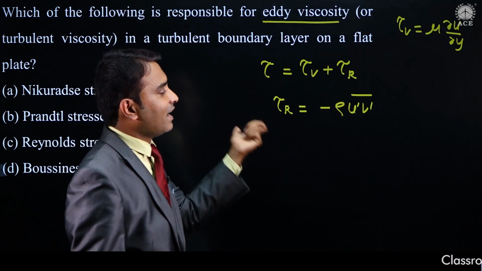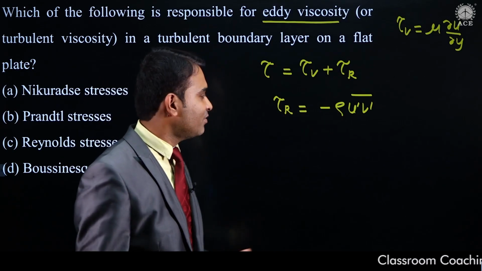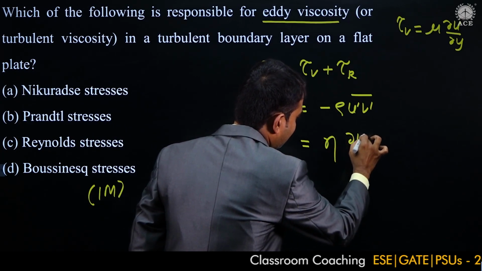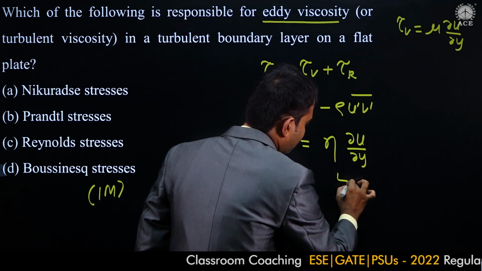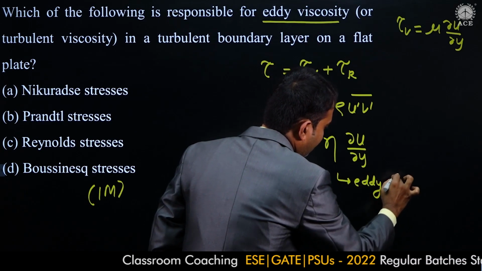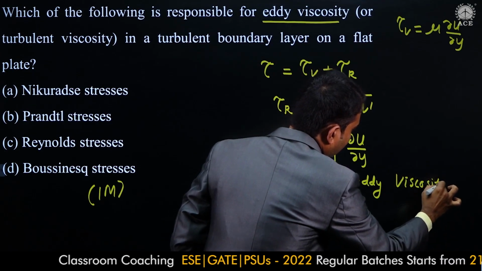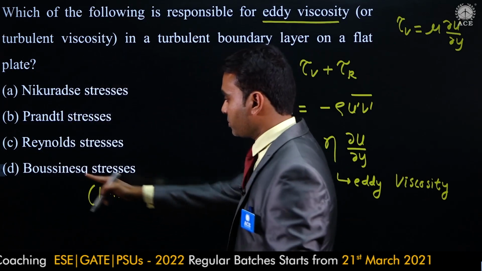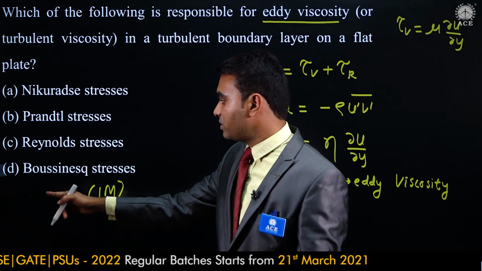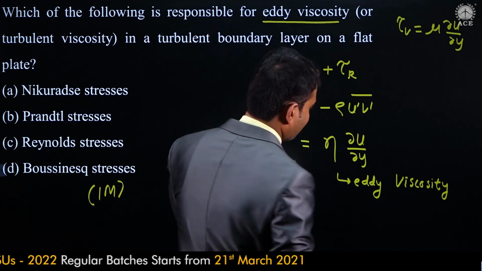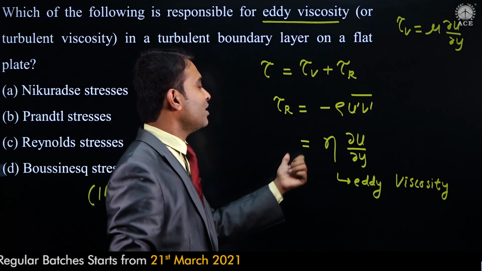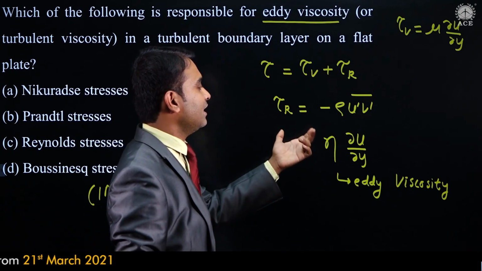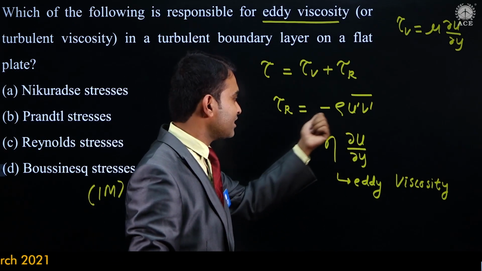So this Reynolds stress can alternatively be expressed in terms of eddy viscosity, as eta into dou u by dou y. This is called eddy viscosity. Okay. The idea of eddy viscosity was given by Boussinesq. Boussinesq was a French engineer. He introduced the idea of eddy viscosity. But the stresses which are given by eddy viscosity are not called Boussinesq stresses. Those are called Reynolds stresses only. Eddy viscosity is simply an alternative way to express Reynolds stresses.